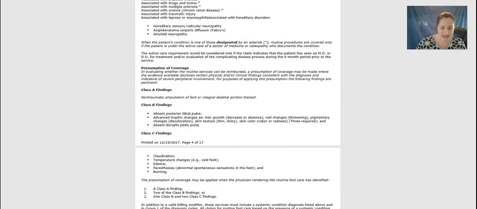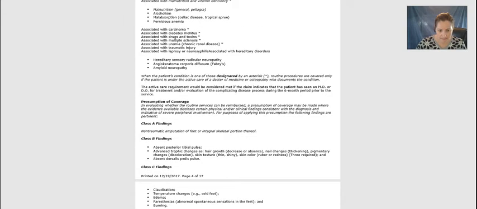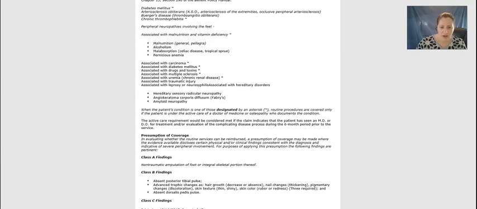Then they go on to say, for these ones here marked with an asterisk, it's covered only if the patient is also under the care of a doctor for those conditions. You can't just have diabetes and say, take care of my feet, if you're not seeing a doctor for the diabetes in the first place.